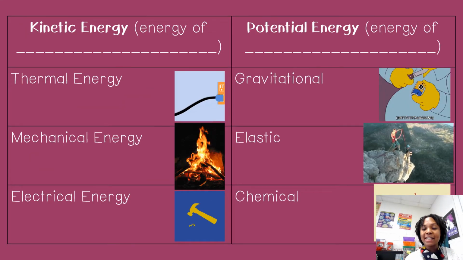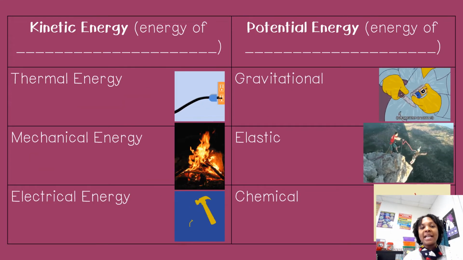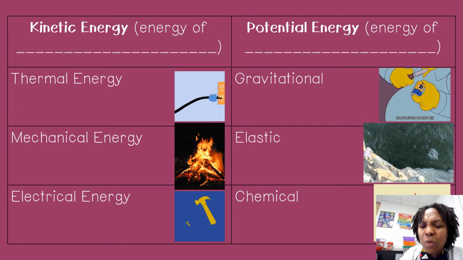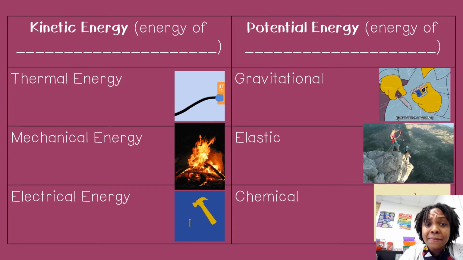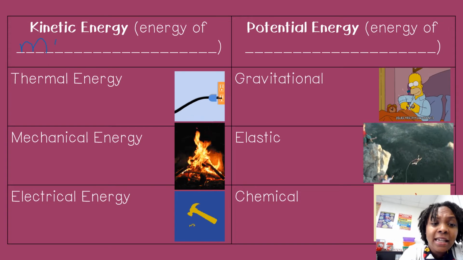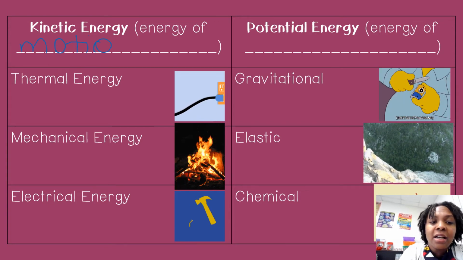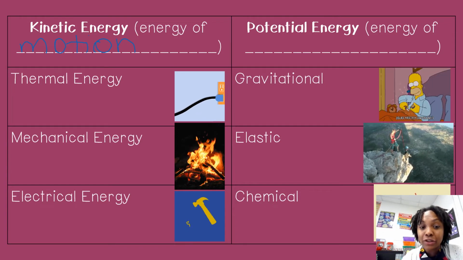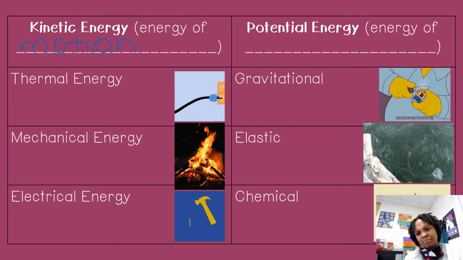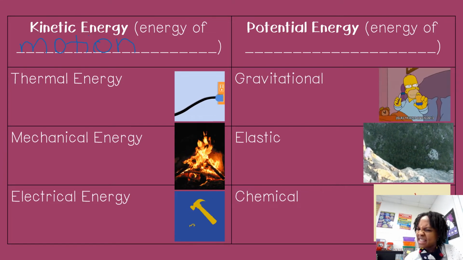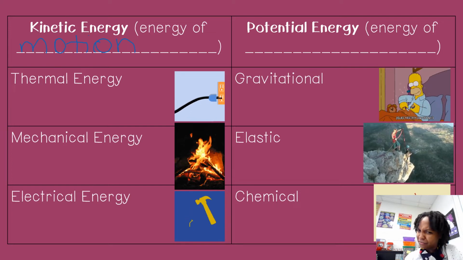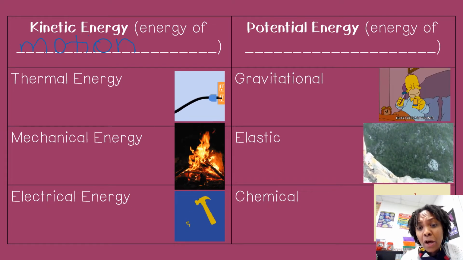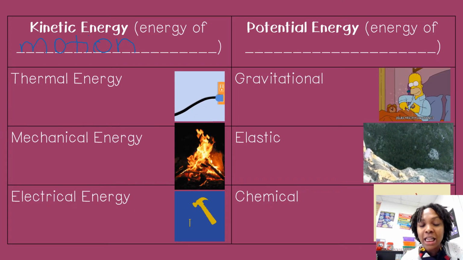All right, next we have another chart. And so it says kinetic energy. Kinetic energy is the energy of what? What is kinetic energy? The energy of motion. Kinetic energy is energy of motion. Okay, so we have thermal energy, mechanical energy, and electrical energy. Now I see some of y'all like, some of these pictures they're not right. So let's see. I want you to pause this video and match the picture to the correct terminology.